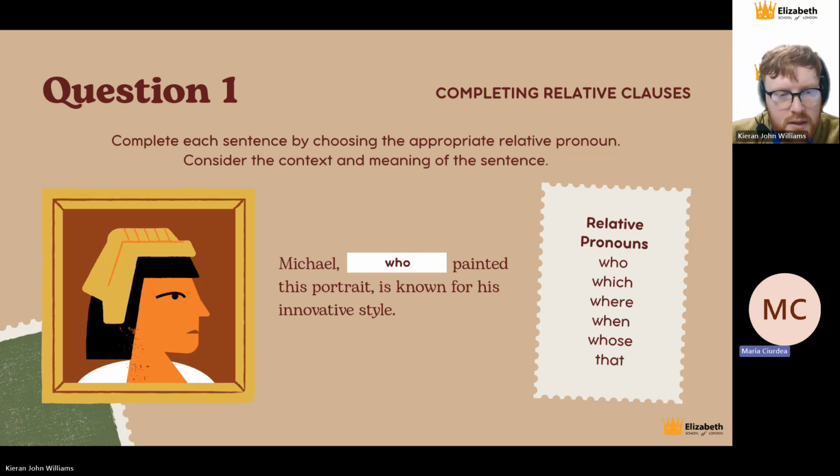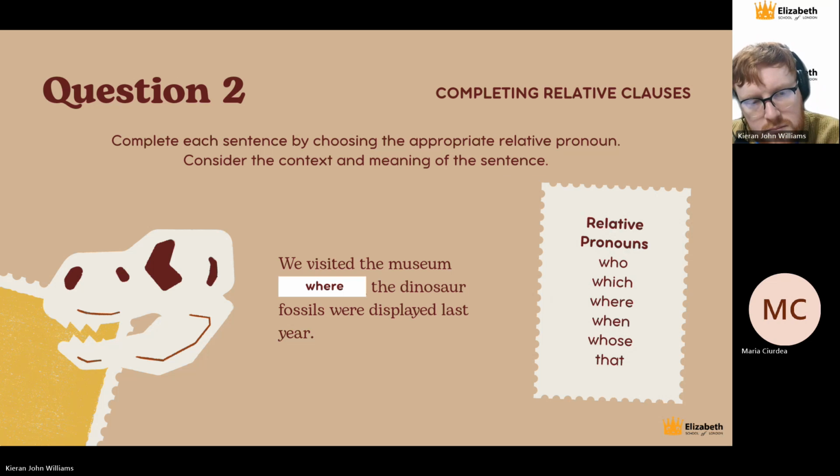I think it's who. It is definitely who. Well done. Very good. Michael is a person, so we use who. All right, the next one. I think it's where. It is definitely where. We visited the museum where the dinosaur fossils were displayed last year. Very good. So that is describing a museum, which is a place. So that's why we use where.